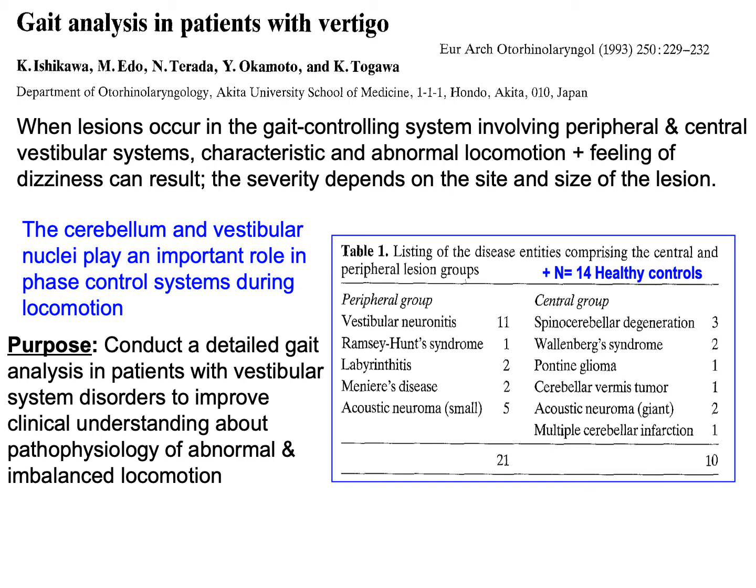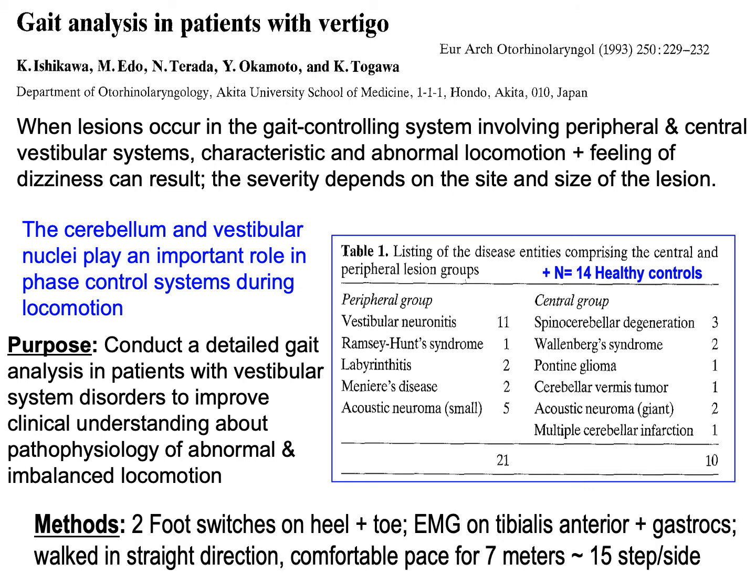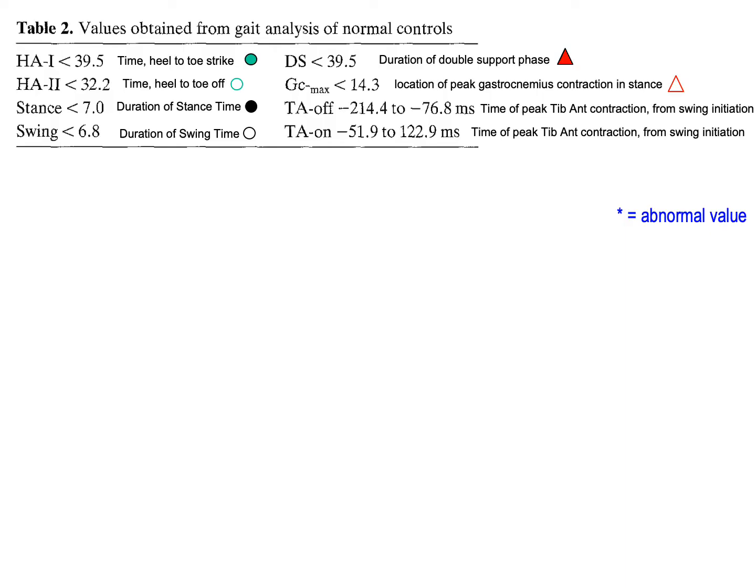These researchers attached 2 foot switches on the heel and on the toe of their participants, and they also collected EMG. This was located on the tibialis anterior and gastrocnemius muscles, so the shin and the calf muscles. And they asked participants to walk in a straight line at a comfortable pace for about 7 meters, so that gave them about 15 steps per side. I'll just highlight some of the control data first.